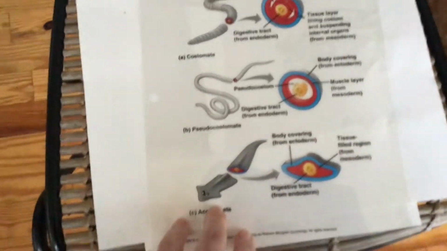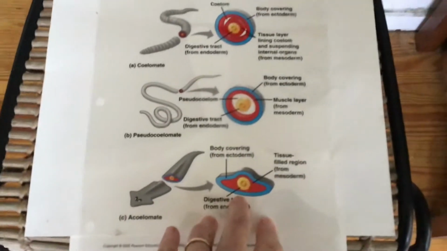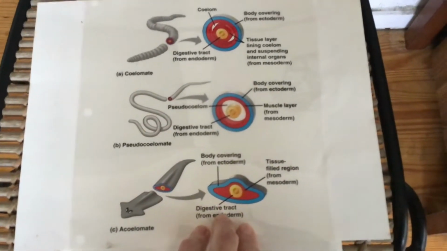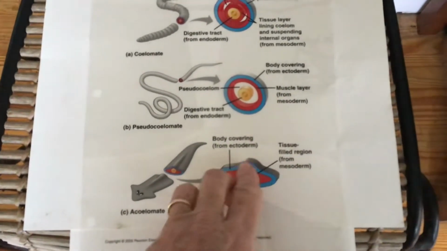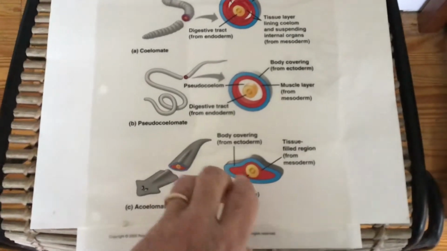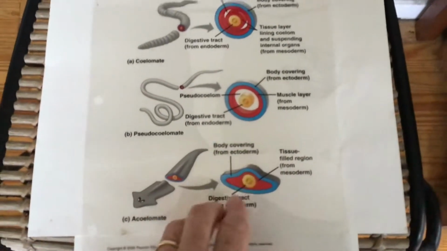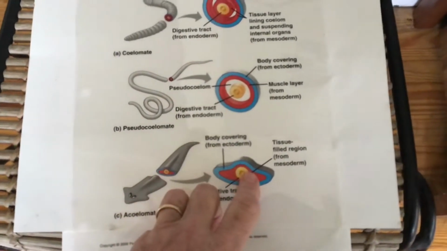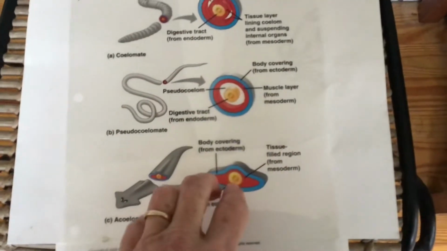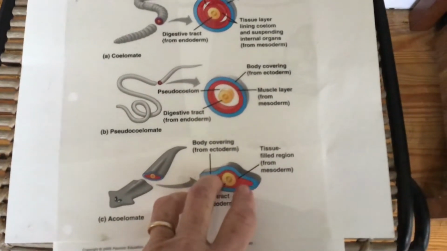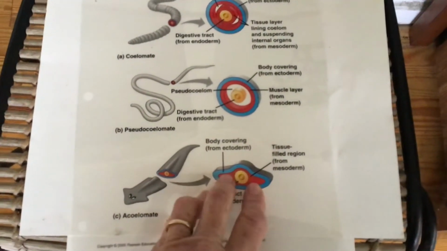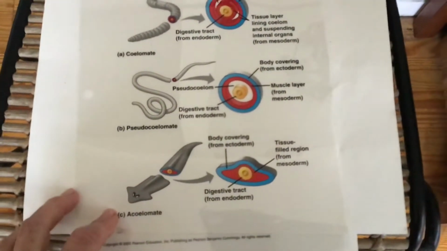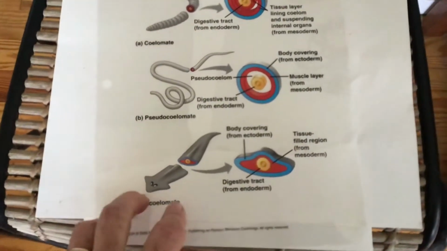If you are an acoelomate, you literally don't have an internal body cavity. You have the 3 tissue layers, you're triploblastic, but you don't have any space in between. So basically, you have the endoderm, you have the ectoderm, and the mesoderm is mainly muscle tissue. Okay, so this is very simple organisms like a flatworm, like in this picture.